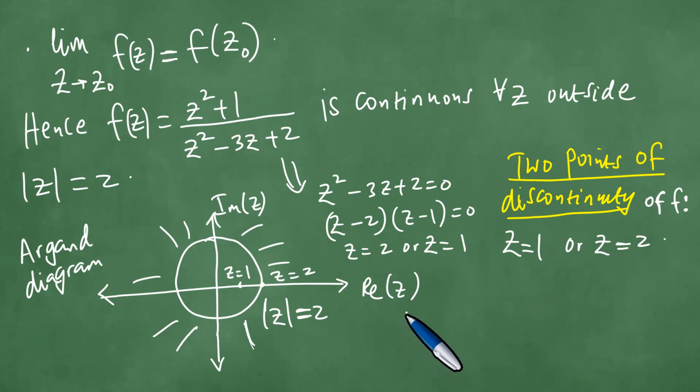And we have shown that the function is continuous for all z outside modulus of z equals 2, which is the circle, and which was the question.